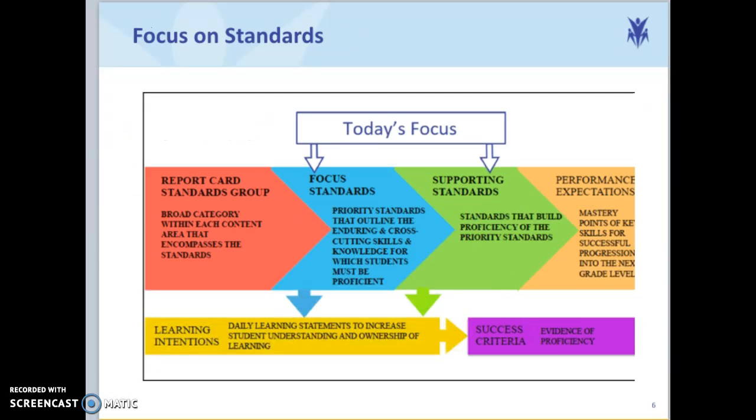So again, the focus standards are the priority standards that outline the cross-cutting skills and the knowledge which the students must be proficient in. And then you have the supporting standards. These are the standards that build on those proficiency standards.